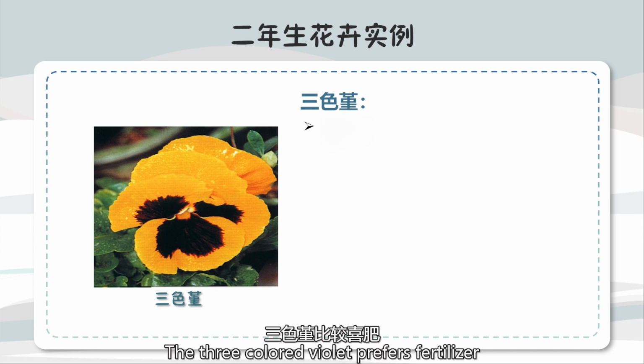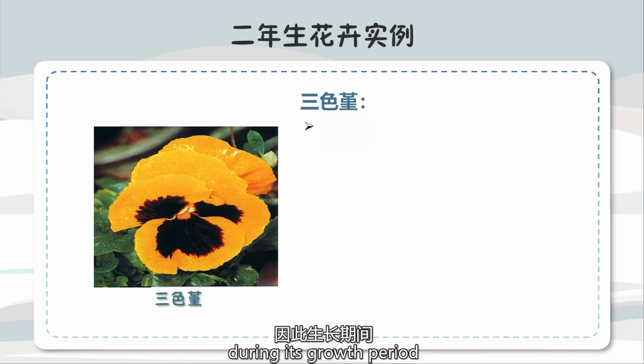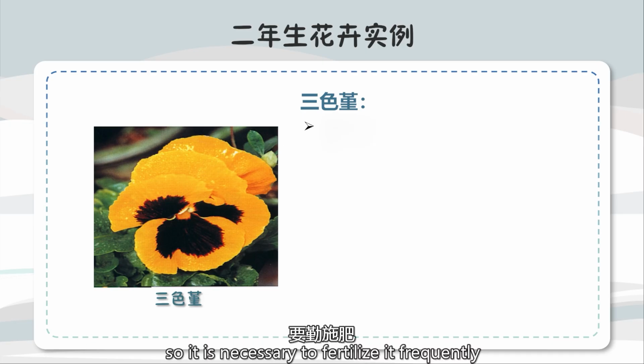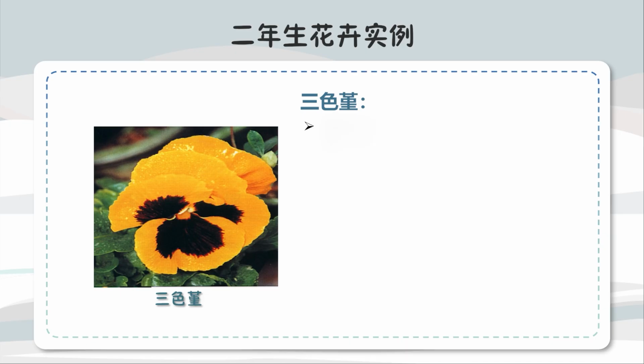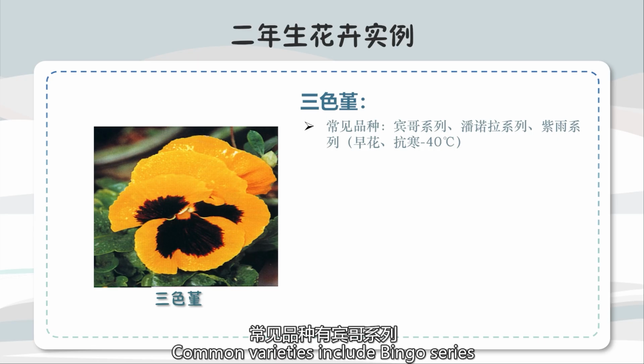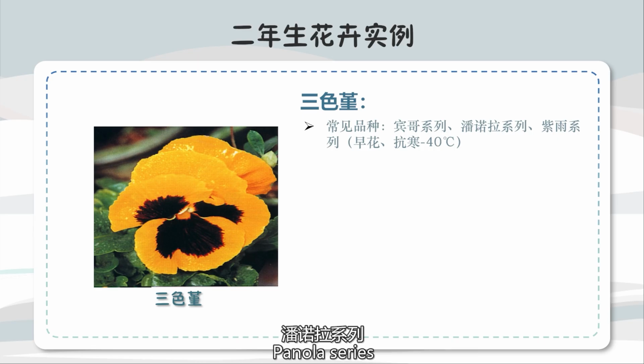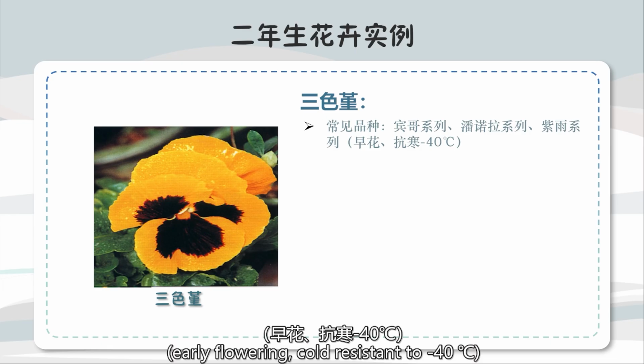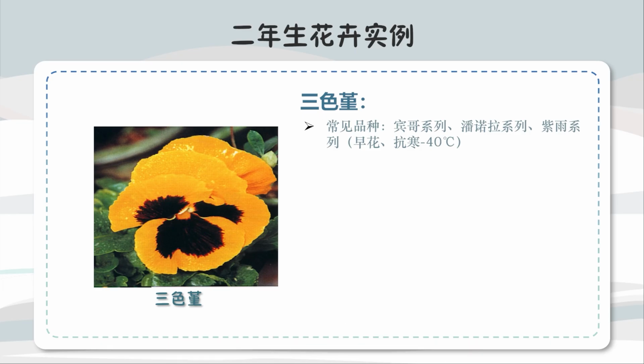The three-colored violet likes fertilizer during its growth period, so it is necessary to fertilize frequently and remove weeds regularly. Common varieties include Bingo, Panola, and Ziyu. Early flowering, cold resistance to -40 degrees centigrade.